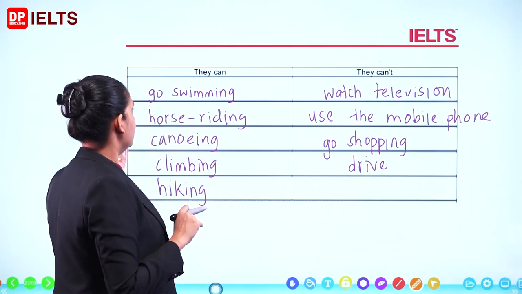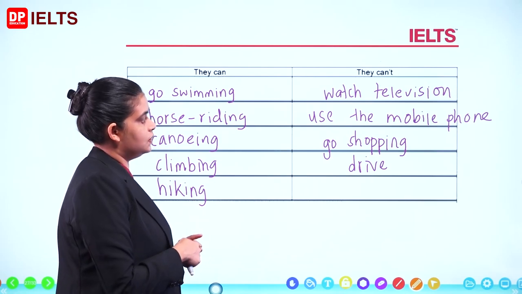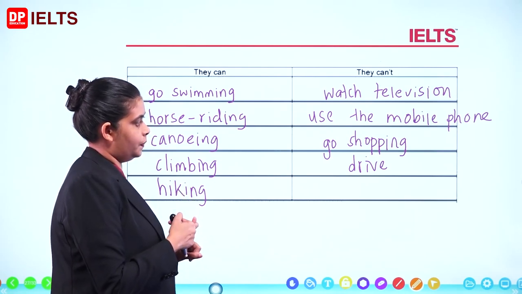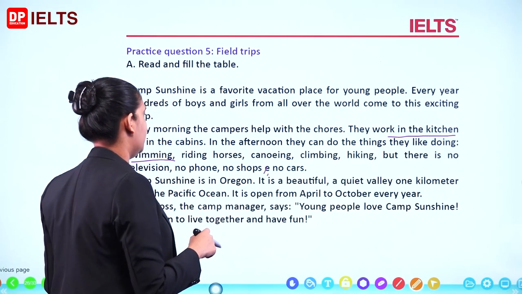Okay. They can go swimming, horse riding, canoeing, climbing, hiking. They can't watch television, use the mobile phones, go shopping, and they can't drive because there are no cars. Okay.